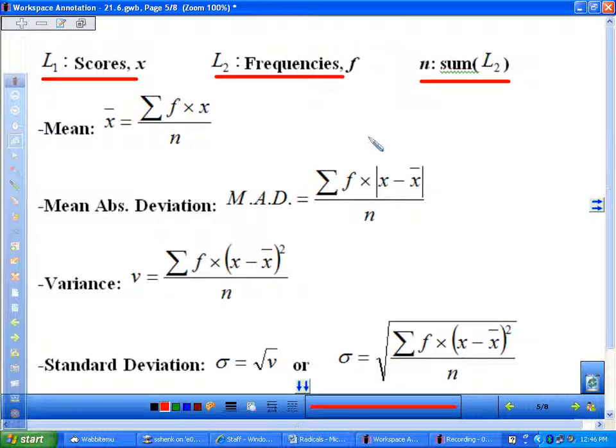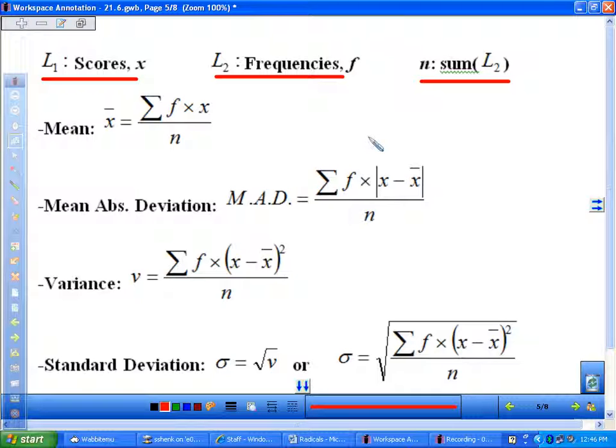Okay? So basically what we need to do, folks, is go into these formulas that we already know, and wherever there's an x, we have to replace it with what to go to the calculator? L1. Wherever there's an f, we need to replace it with what to go into the calculator? L2. And wherever there's an n, it needs to be replaced with sum of L2.